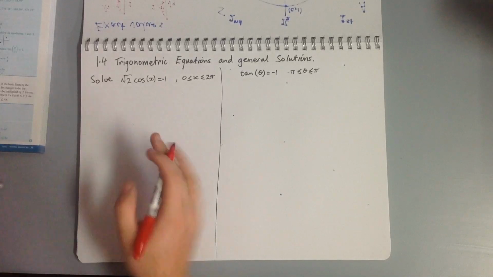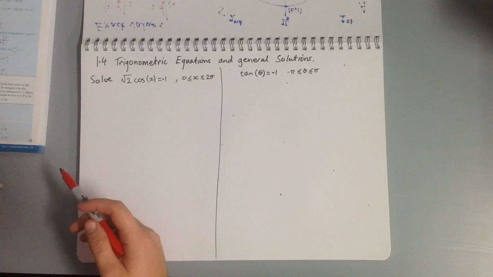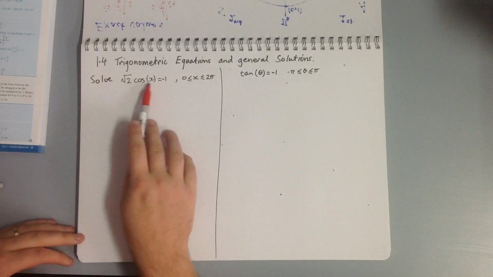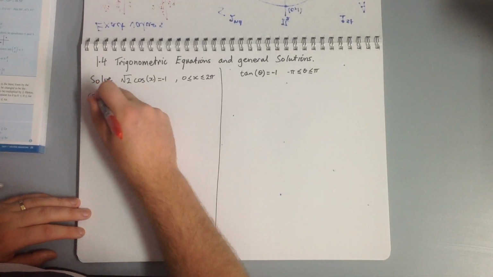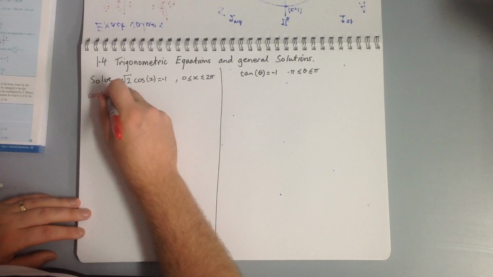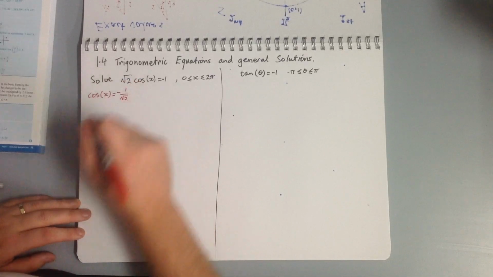So what we need to do is rearrange our equation to start off with, because what we want is our trig function by itself. Just this part here, cos of x by itself. So cos of x equals -1 over root 2.